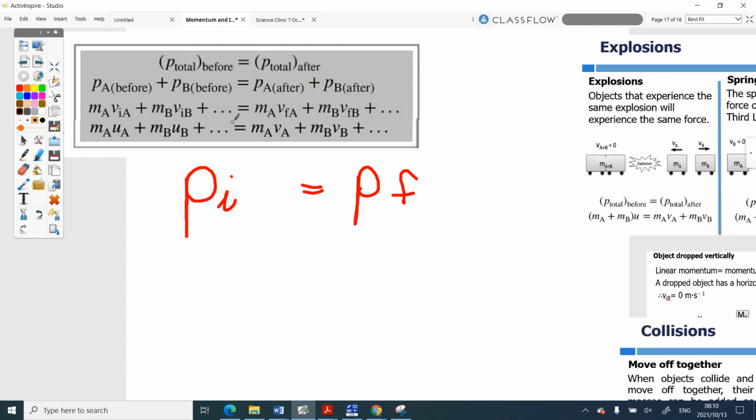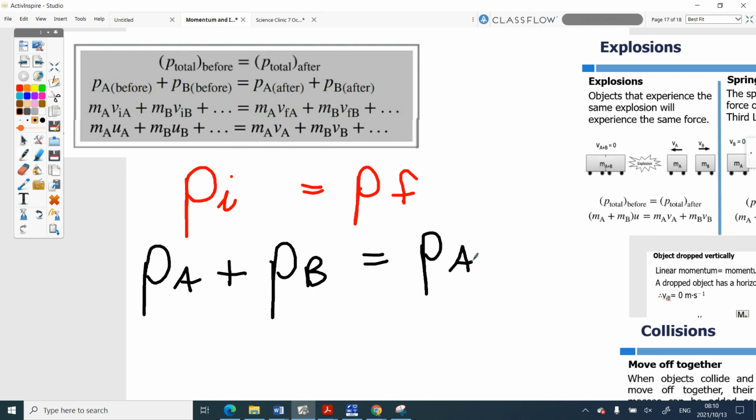But no, we don't. So now what you need to remember, even if there were five objects, you're going to say the momentum of object A plus the momentum of object B. I don't know why people throw minuses in here. The final is on the other side. If you want to bring it here, then it's final minus initial, but it's still going to end up being plus. So everything that's moving before the collision, you add up their momentums. And that must be equal to the momentum of object A after the collision.